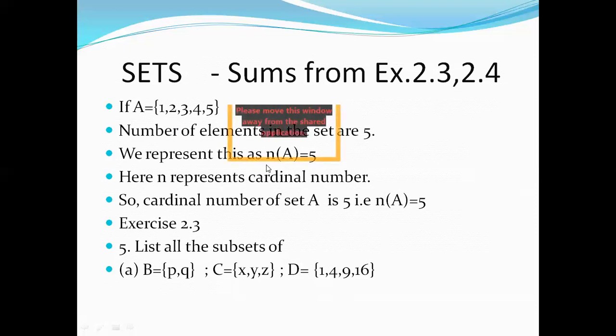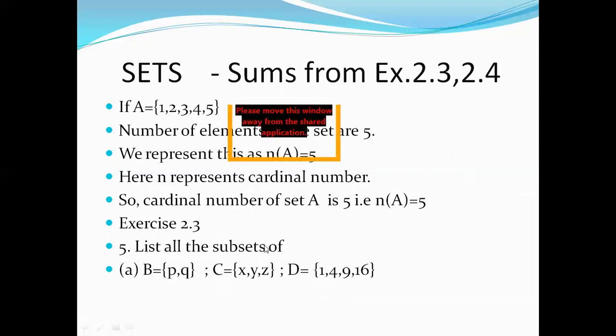That means another name for n of A is cardinal number. I used this word cardinal number in the previous sessions, but I didn't explain it there. So that's why I'm explaining what is cardinal number. Cardinal number means what, children? That means the number of elements in the particular set is known as cardinal number. That means we represent that as n of the name of the set, that is equal to the number of elements of the set. So cardinal number of set A is 5, that is n of A is equal to 5. Now see that exercise 2.3, these are the sums left over.